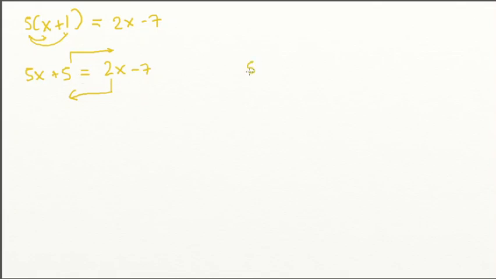Remember that this is basically the same thing as subtracting 5 on both sides and subtracting 2x on both sides. So when we subtract 5, we get rid of this 5, and when we subtract 2x, we get rid of this 2x. Since we subtracted 5 on both sides and 2x on both sides, I still have the same thing.